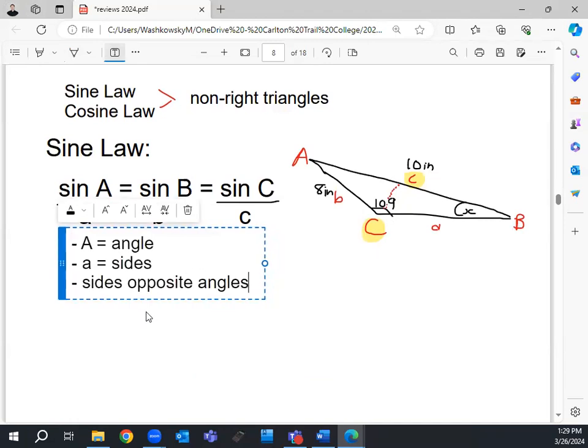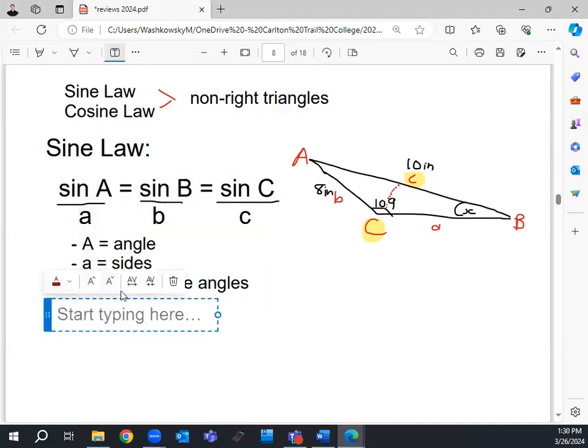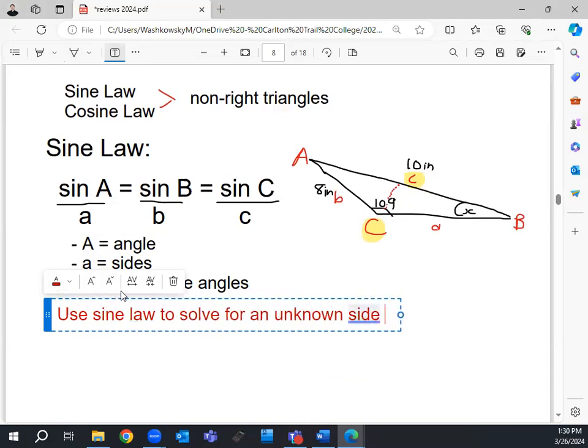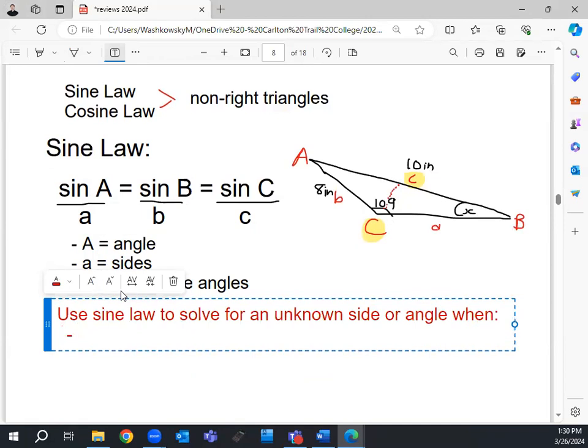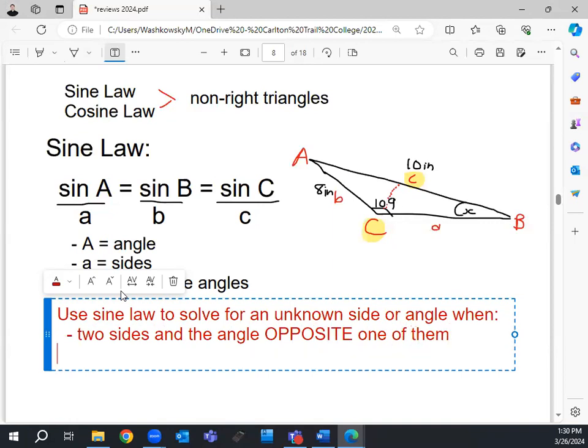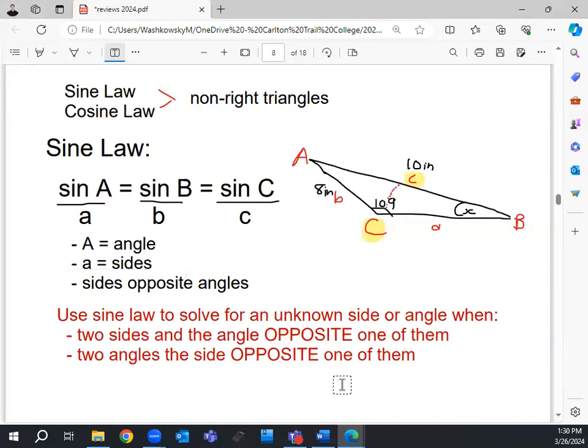Okay, cool. So you spit out a lot of facts, but when do I use it? We use the sine law to solve for an unknown side or angle when, and I'll show you a trick so you don't have to memorize this. You can use it to find an angle or use it to find a side. You use it when you know two sides and the angle opposite one of them, or you use it when you have two angles and the side opposite of one of them. And that's a lot to memorize. So I'll show you a trick.